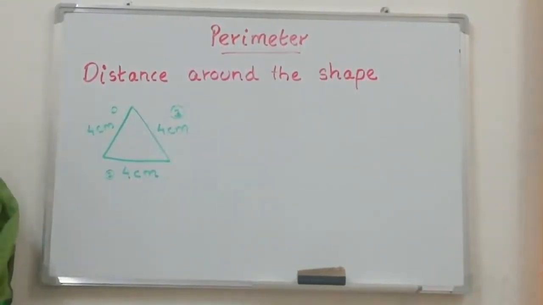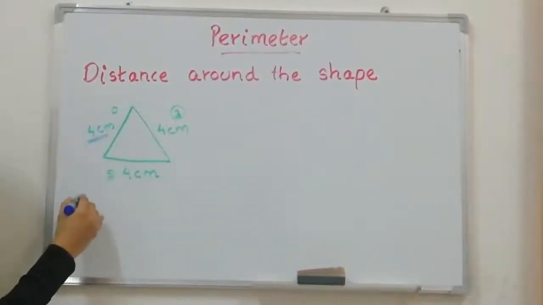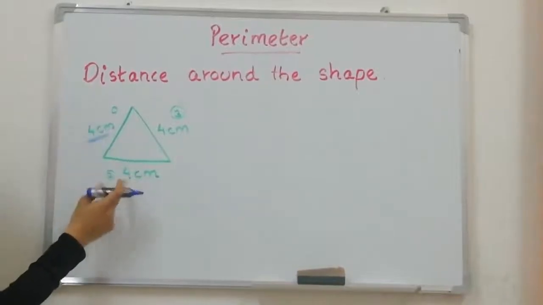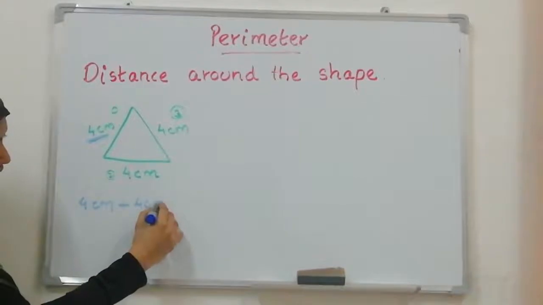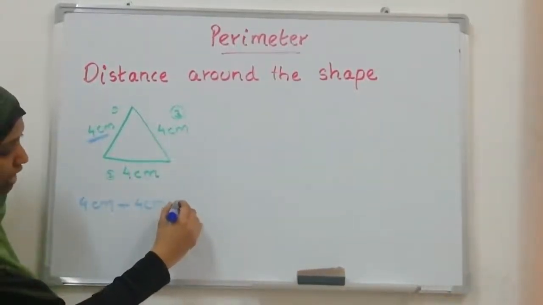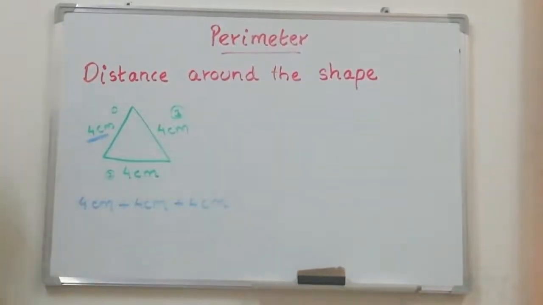So to get the perimeter of this triangle, I just want to add all the sides. I am going to add 4 centimeter. Which is the next side? Which is also 4 centimeter, so plus 4 centimeter. And what is the third side? That is also 4 centimeter. So add the next 4 centimeter. To get the perimeter, you are just adding all the sides of the shape or polygon.